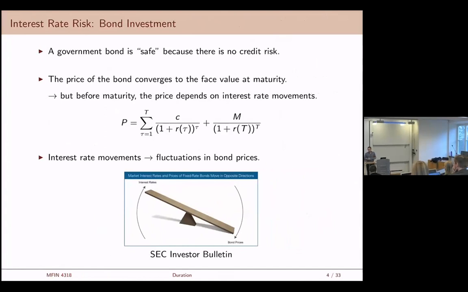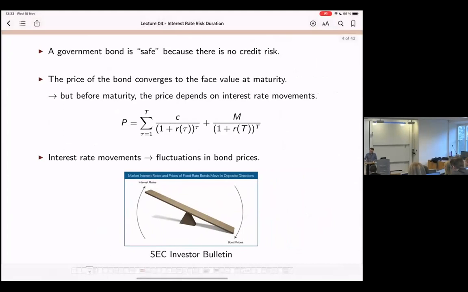So this slide just says what I said with the help of the picture. We said a government bond is safe because there's no credit risk. We also know that the price of the bond will converge to the face value at maturity, right? But before maturity, the price depends on interest rate movements, right? So this is our typical bond pricing equation. And if these rates move here, the price will move as well, right? So the question is, how much will the price of the bond, and ultimately our portfolio, change when the interest rate changes?